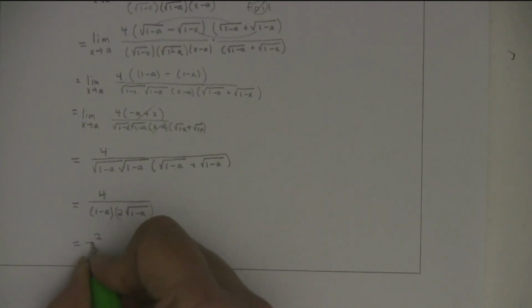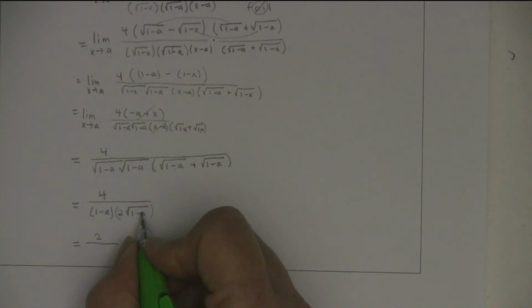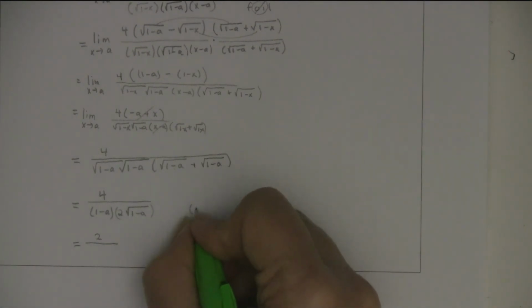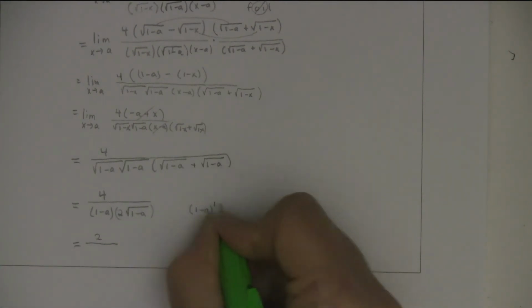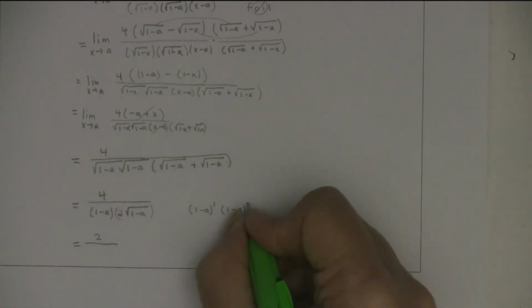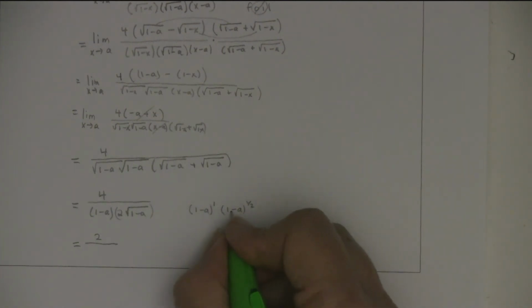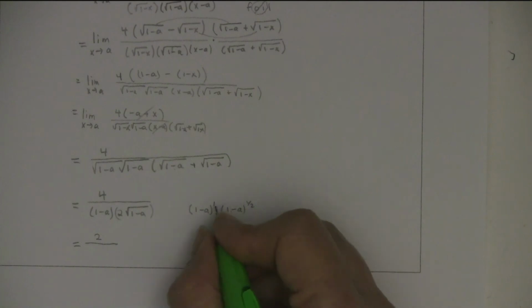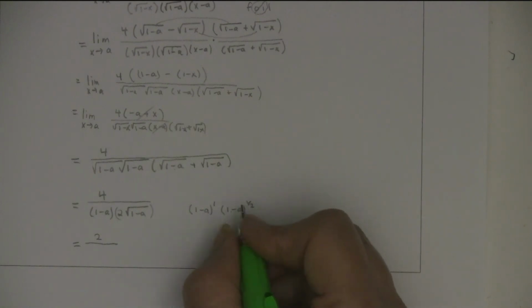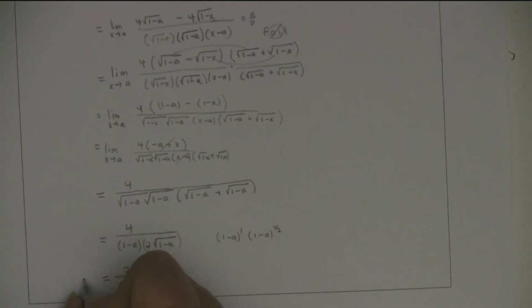And in the denominator, I want to think of this as 1 minus a to the first, and this, remember the square root is raised to the half. And so these have the same base, so I could add the exponents together. 1 plus a half is 1 1/2, which is 3/2. So this is 1 minus a to the 3/2. And wow, right? That's f prime of a.